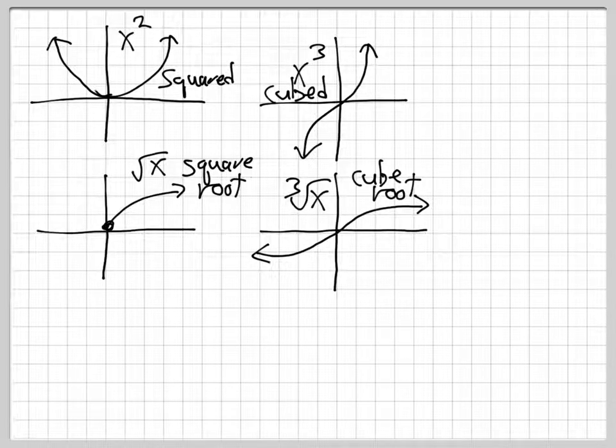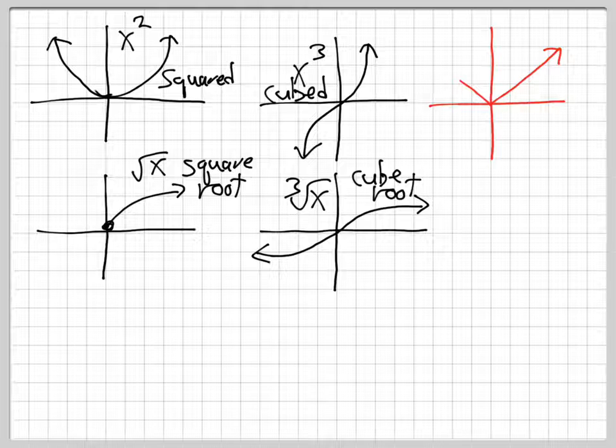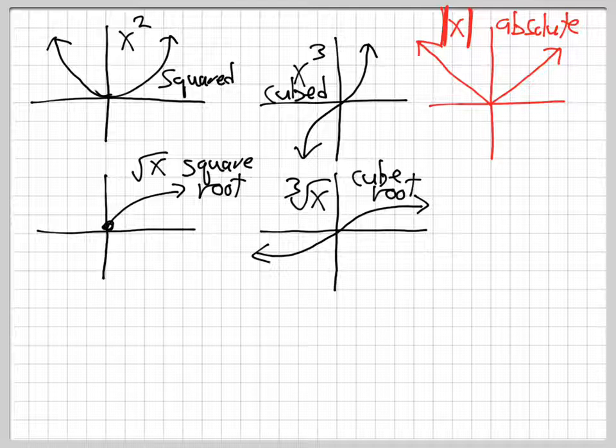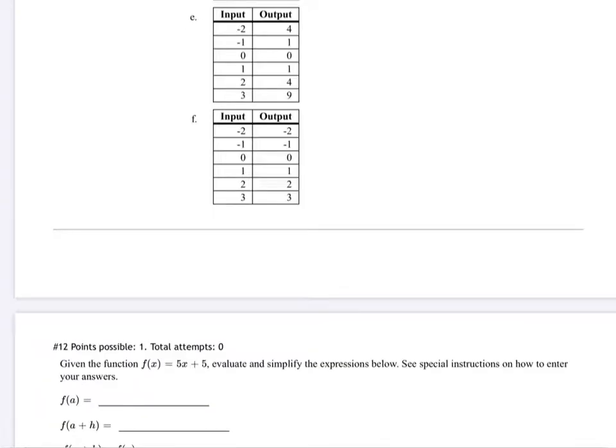Now, there's also one that makes a V. Know what that one is? That's absolute value. Have you seen those straight bars? I can't remember if we've gone over those or not. That's absolute value. It makes everything positive. That's why it bounces up, because everything's positive. Absolute value.